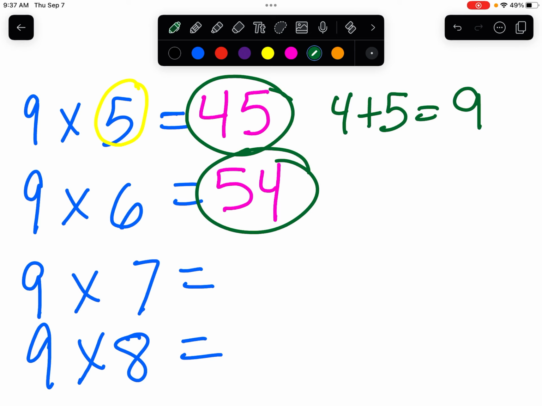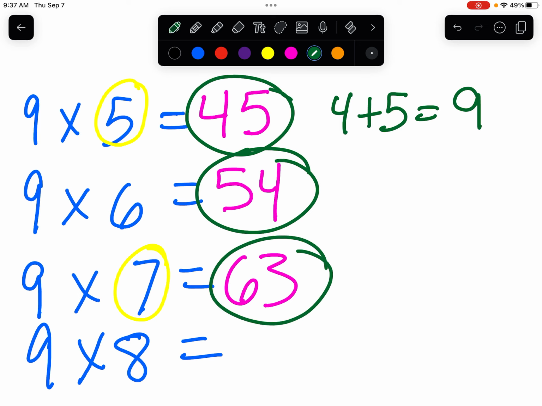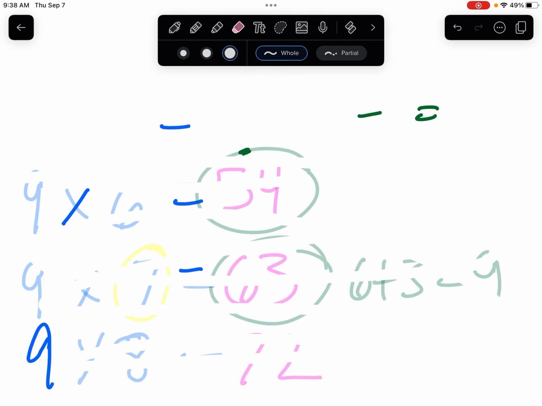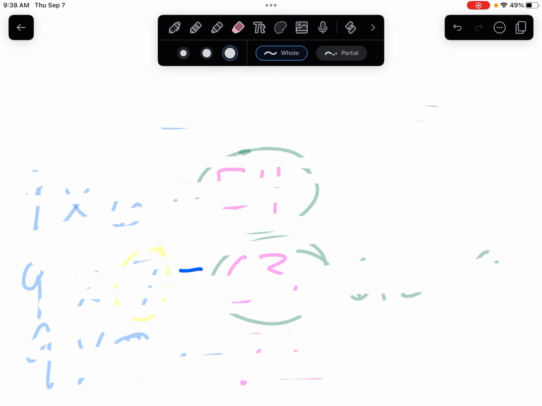9 times 7. Let's look at the number 7. 7 minus 1 is 6. 6 plus 3 is 9. The answer is 63 because 6 plus 3 equals 9. 9 times 8. 8 minus 1 is 7. 7 plus 2 is 9. Boom. There's our answer. Now, I'm going to erase all this and move on to the higher numbers.